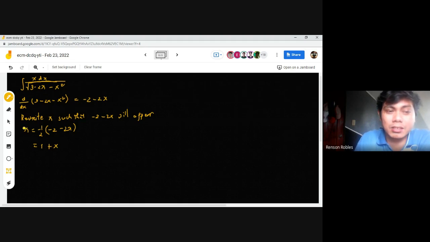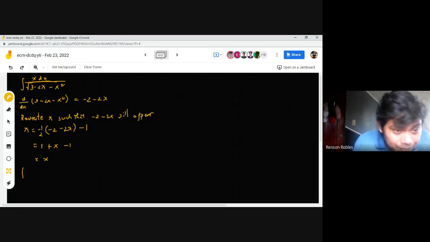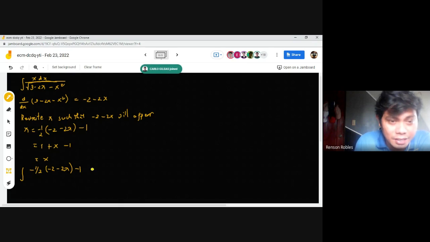So meron akong x dito. But there's still 1 here. I must subtract 1. So I need to subtract 1 so that x na lang siya. So what happened? This x shall be replaced by this thing. Ito ang pamalit natin sa x. Right? So you now have integral of x, that's negative 1 half, negative 2 minus 2x minus 1, that is your x, then dx all over the square root of 3 minus 2x minus x squared dx.